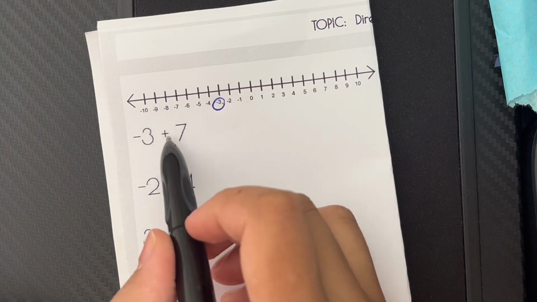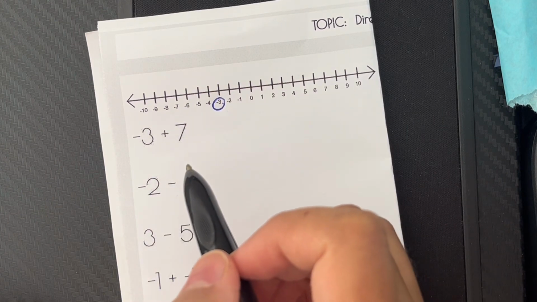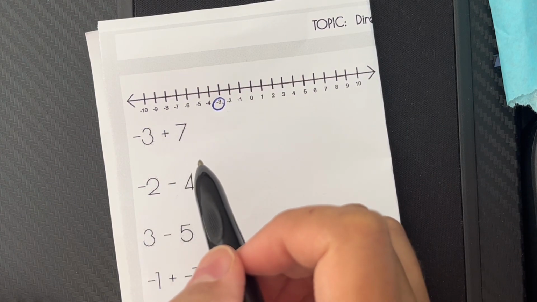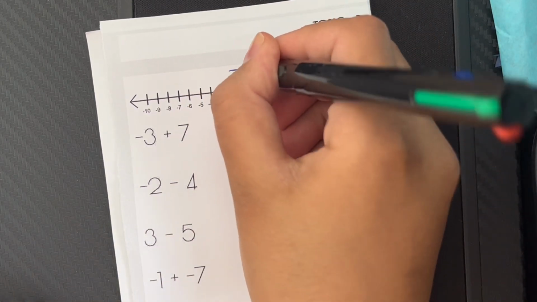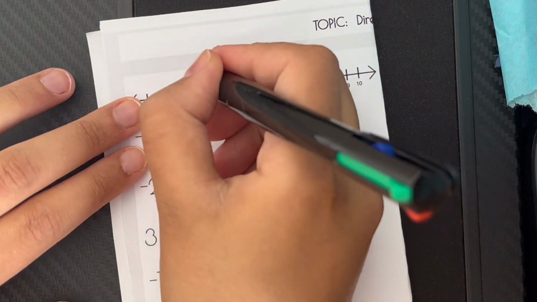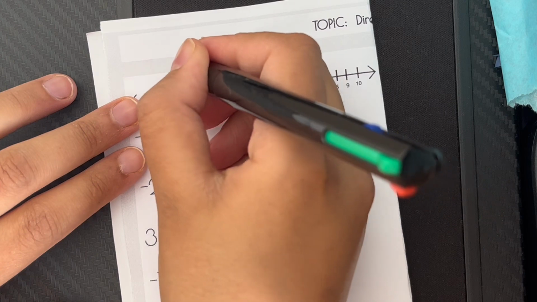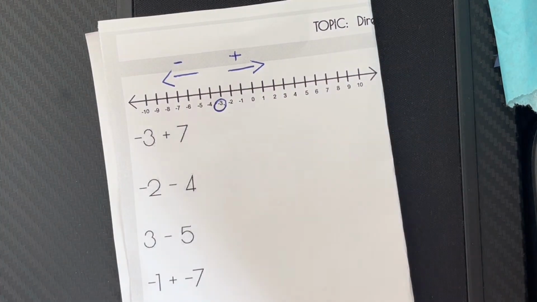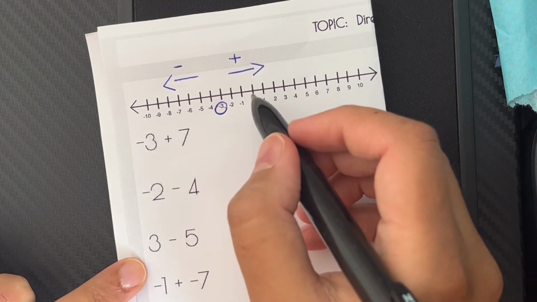If I'm adding and it's a +7, because there's no minus sign in front of it, that means whenever I'm adding a number, I need to be going to the right because my number is actually getting bigger. And similarly, if I'm subtracting a number, I'll be going to the left side because I'm making my number smaller.